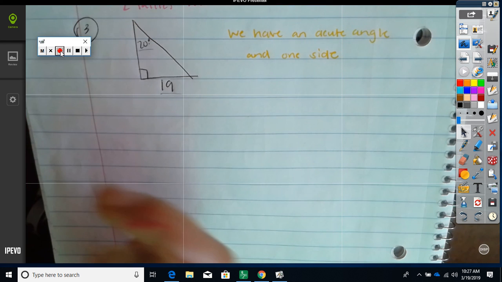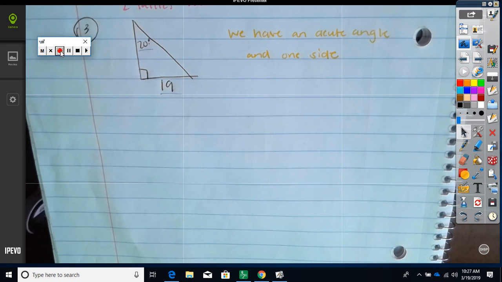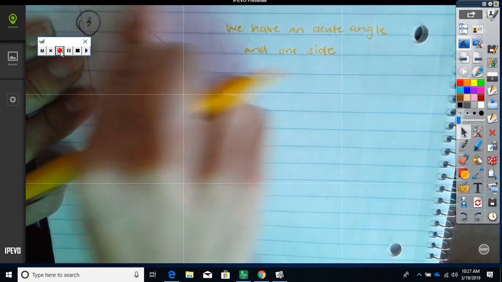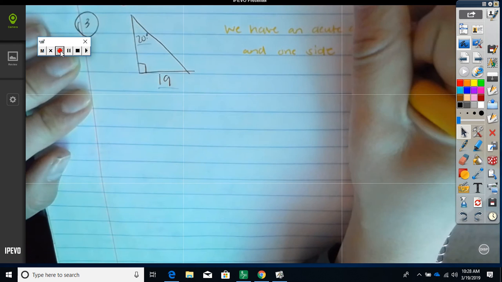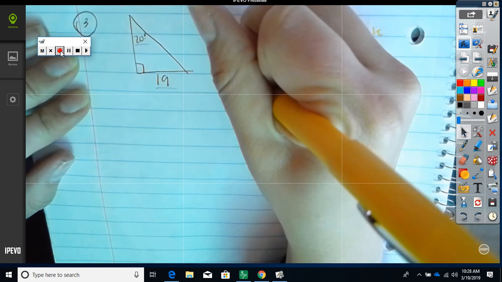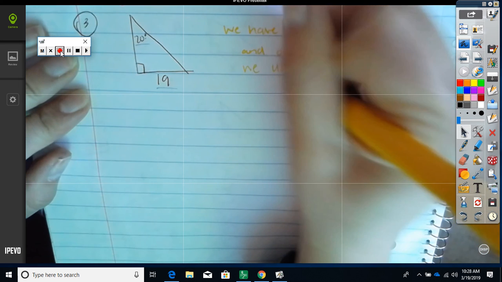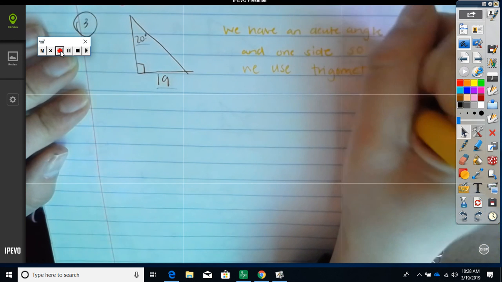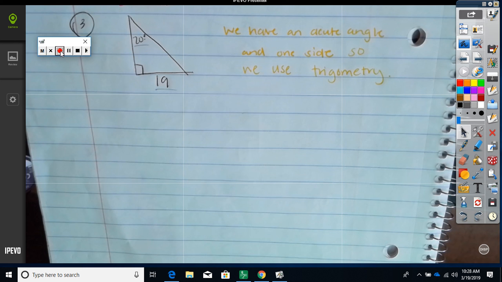We don't have 45. So, for number 3, I'm going to show you how to do number 3 today. Number 3 is your ticket out today. We are going to use trigonometry. That's something new. We're going to do that today. Trigonometry. Please write that down.